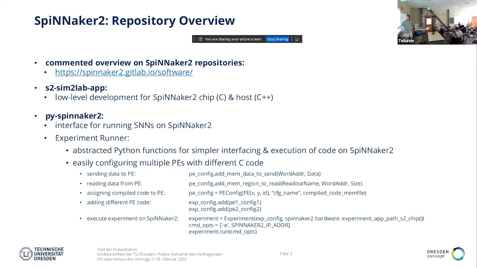This experiment is then, you simply call it via run, and then your C code gets compiled, loaded onto the processor elements within the chip, and it gets then executed. And you can then read out the results from Python. So Sim2Net app is if you really want to do all the C and C++ interfacing by yourself. If you want a bit more comfortable access via PySpinnaker 2, it's also nice to really interface from Python, and you can use the experiment runner for this.